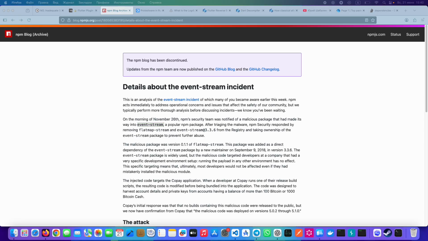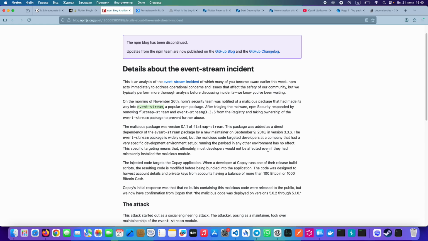This event-stream package was very popular. It had about 1 million downloads in just a week, and something happened. The maintainer of the project didn't want to continue maintaining it. Anyone who wanted to contribute could send pull requests to the repository.